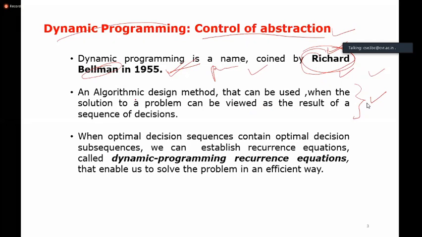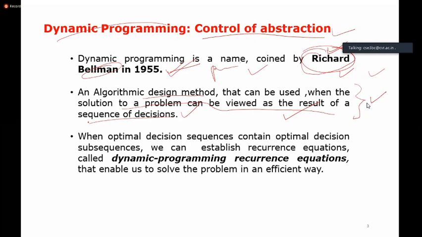It is an algorithmic design method that can be used when the solution to a problem can be viewed as the result of a sequence of decisions. I already told you. That means one stage, one result. After that, one more result, and one more, and one more. That's why we call it a sequence of decisions. That's why we also call it dynamic programming.